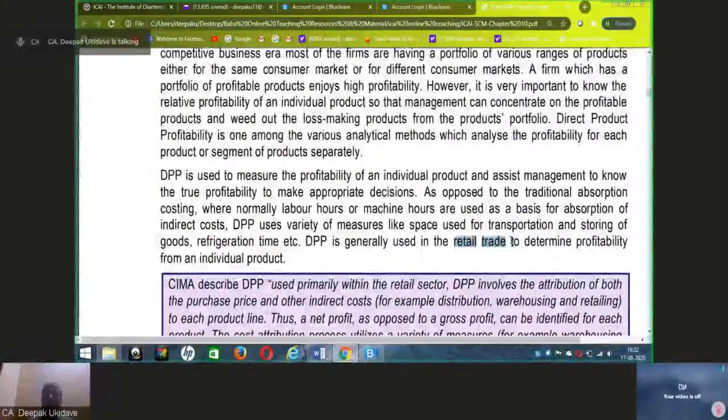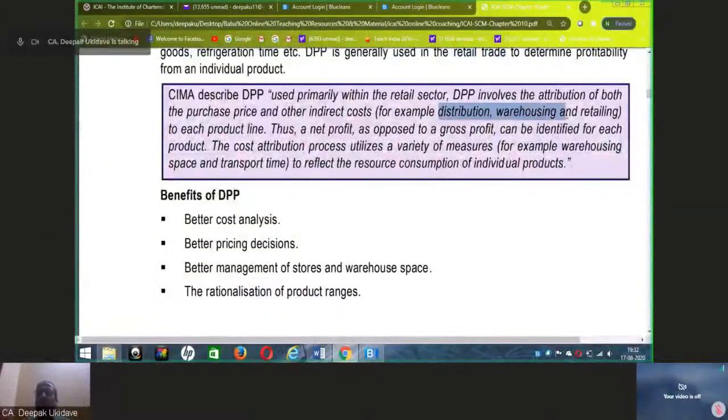CIMA, the Chartered Institute of Management Accountants, has given the definition of direct product profitability. It is attribution of purchase price and other indirect costs, for example, distribution, warehousing, storage, retailing, supply chain, and logistics. All these retail costs, indirect costs are also apportioned to different products, right, using different bases. And thus net profit as opposed to a gross profit can be identified for each product.